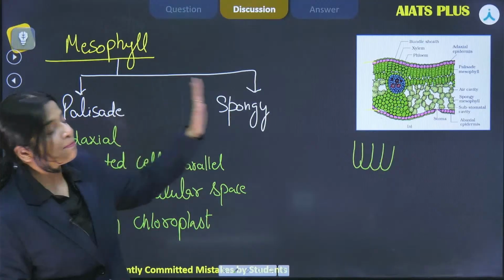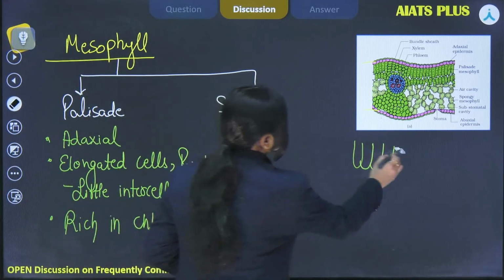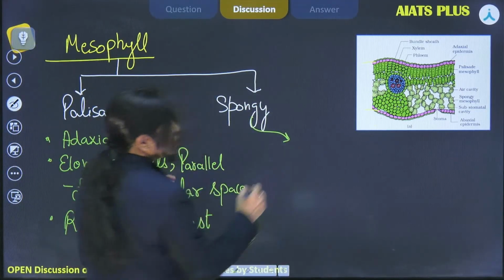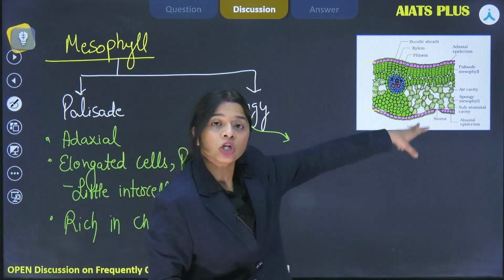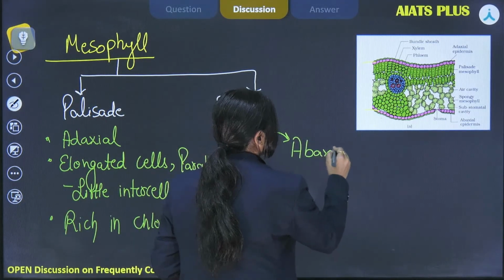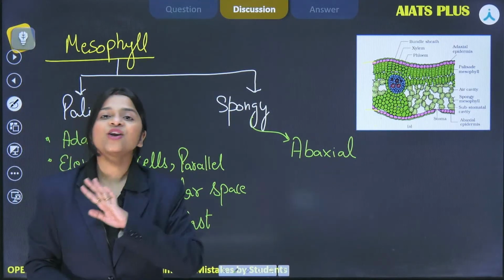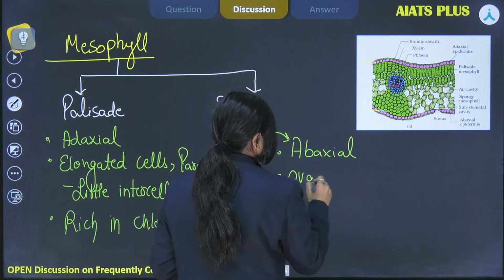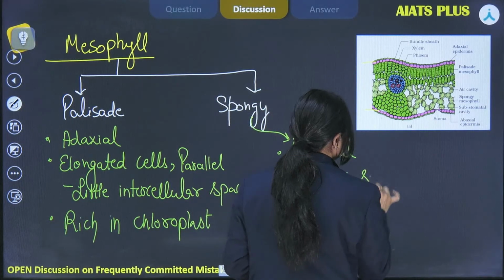Now, if we compare it to the spongy parenchyma, the first characteristic feature that is differentiating is that it is abaxial in origin, right? It is present towards the lower epidermis. So first of all, it is abaxial. Secondly, if we compare it with this one, the cells are not elongated. The cells are oval or spherical.